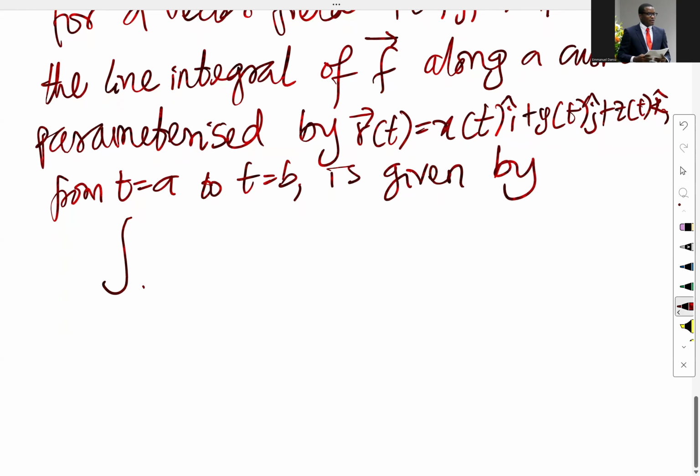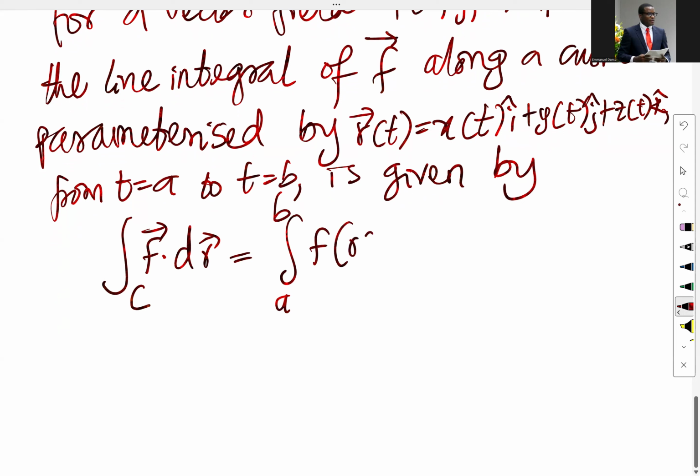So the line integral along the curve C is the dot product of F and the change in the position vector r. And that is the same thing as the integral from a to b, along the curve now, of F of r of t, so the force as a function of the position, multiplied by the derivative of the position vector, r prime of t dt. So this is how that goes.